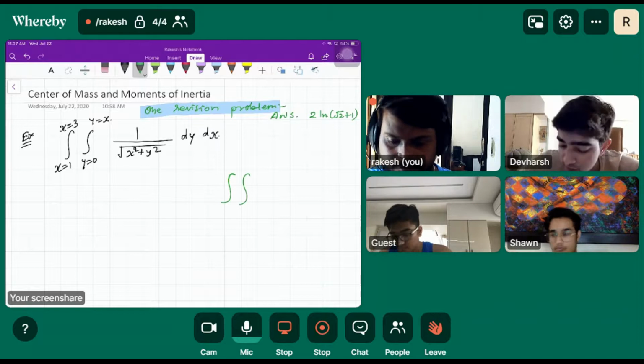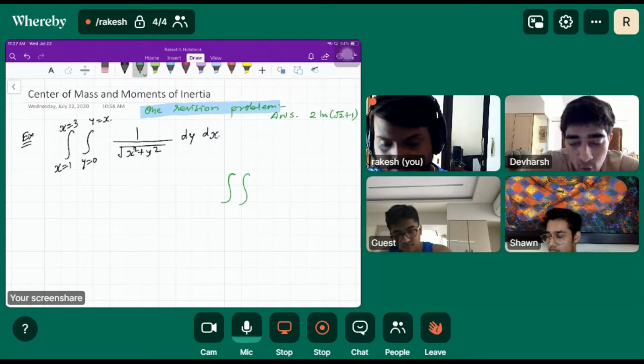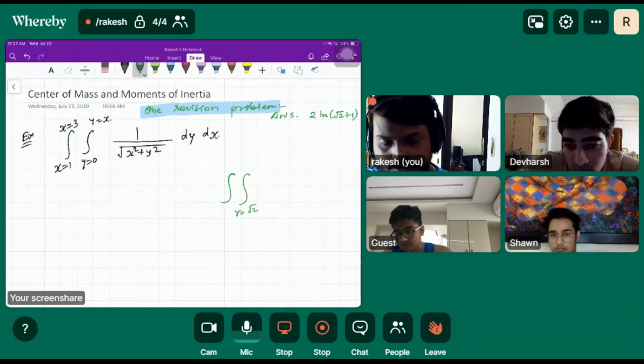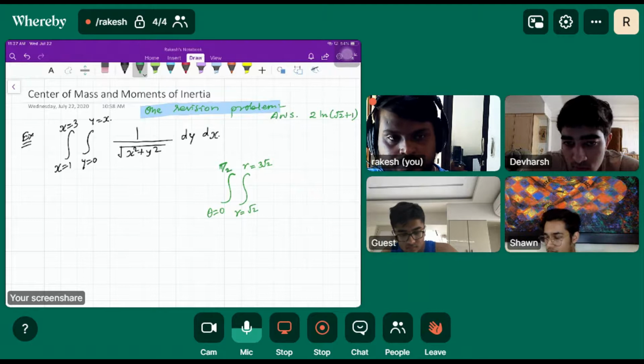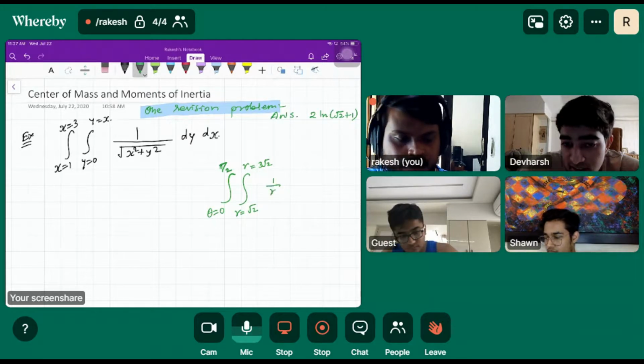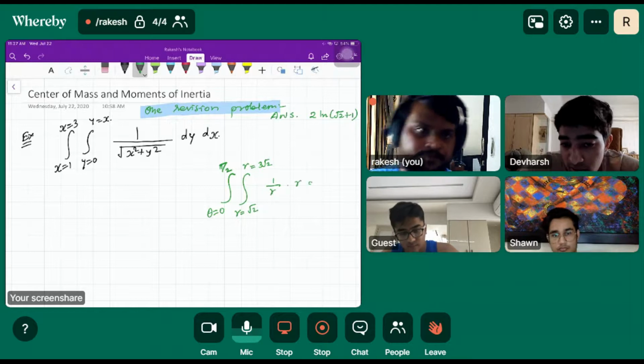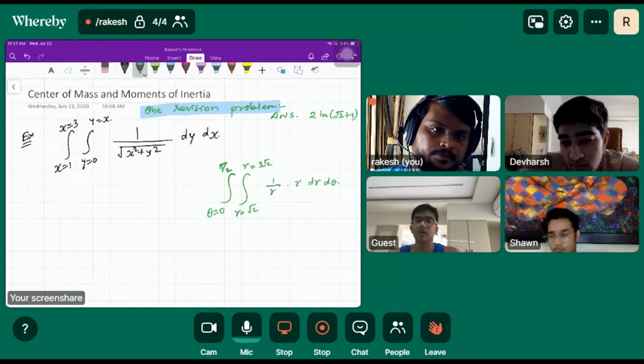Okay, so my setup is the lower bound of r is root 2, and the upper bound is 3 root 2. And then the theta value is 0 to pi by 2. And inside the function is obviously 1 by r, d theta, but into r. Yeah, 1 by r d.